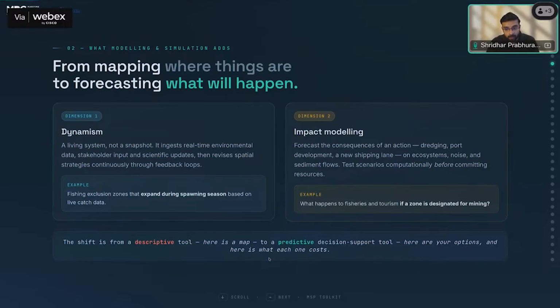The second one is the impact modeling, as we keep talking about, for any kind of development of dredging, port, or a new shipping lane on ecosystem. We want to test the scenarios computationally before we commit any kind of resources to the particular project.